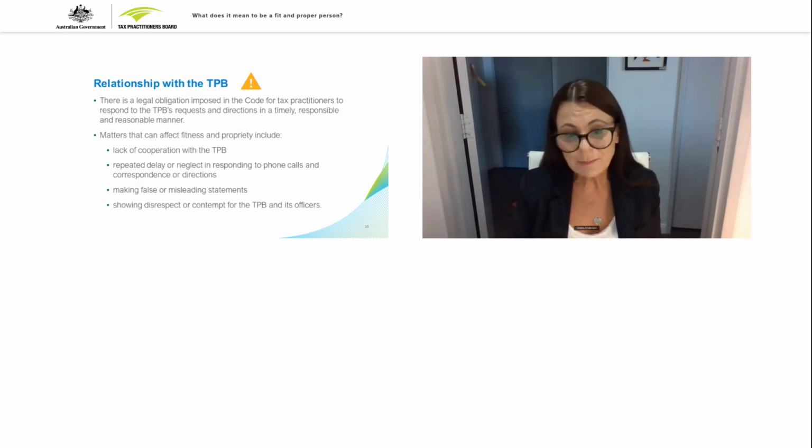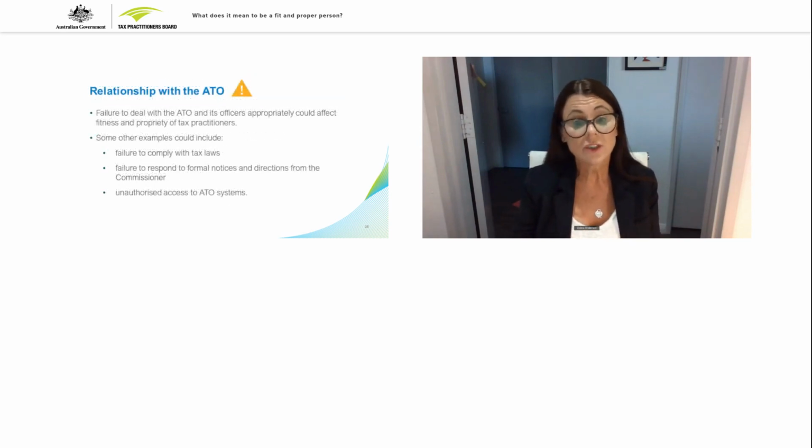Now, as with the TPB, failure to deal with the Australian Tax Office and its officers appropriately could also affect fitness and propriety. Some of the examples include things like failure to comply with tax laws, failing to respond to formal notices and directions from the Commissioner, unauthorised access to ATO systems, not cooperating with ATO auditors or officers, and threatening ATO officers as well, which unfortunately I have seen.